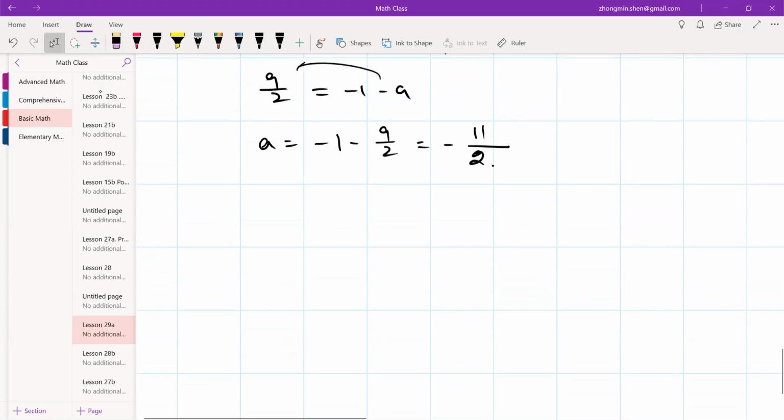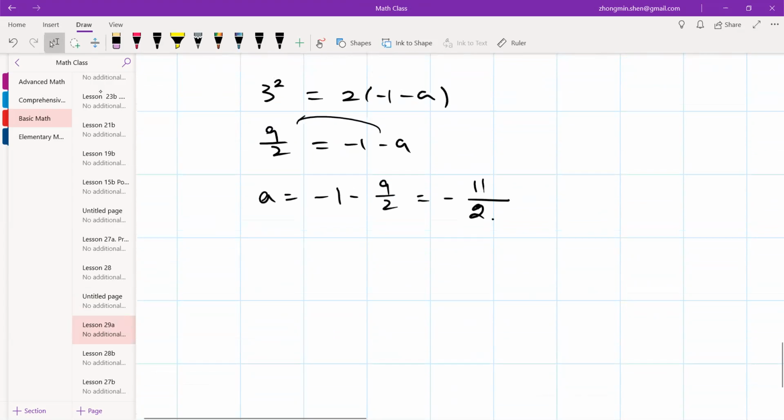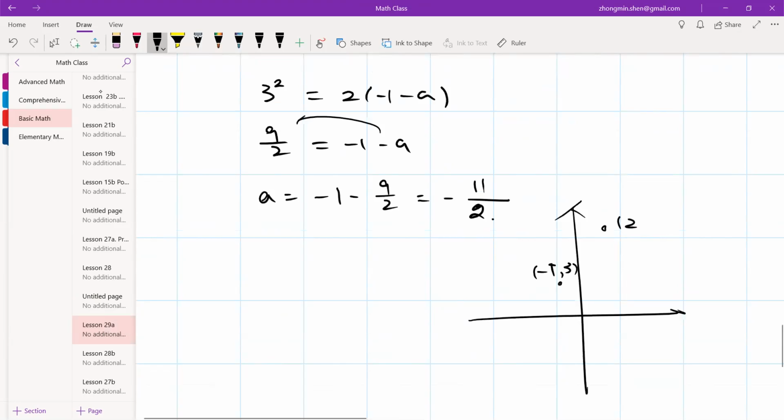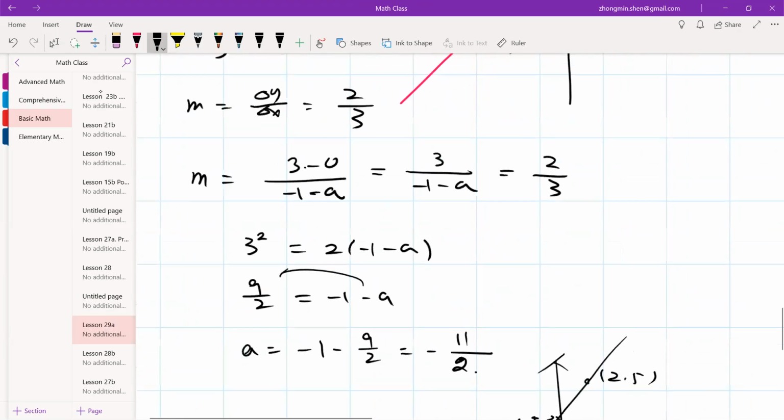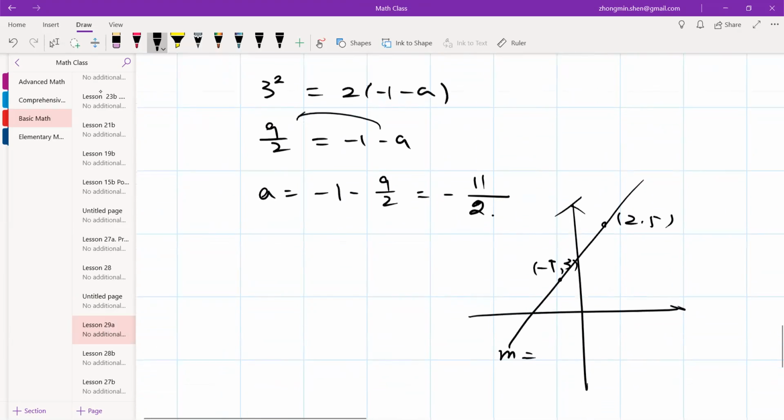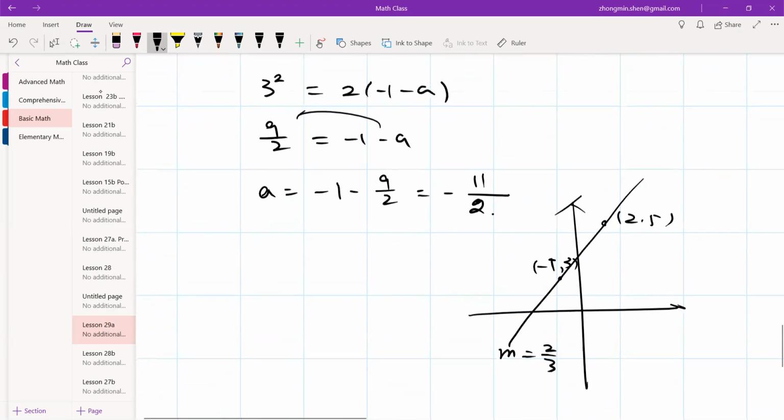So now let's go back to this problem. This is (-1, 3), and this will be (2, 5), right? I know the slope is going to be 2 over 3, and we also found the x coordinate of that intersection point.